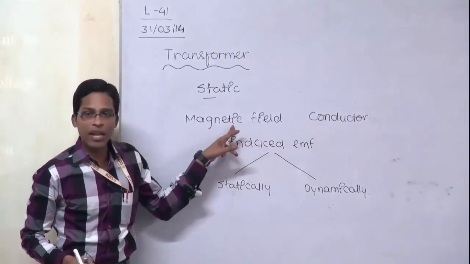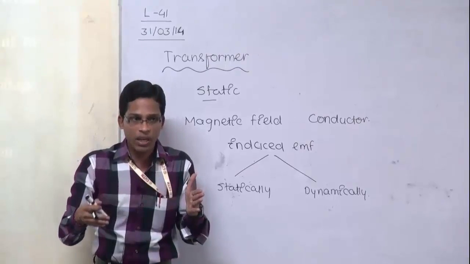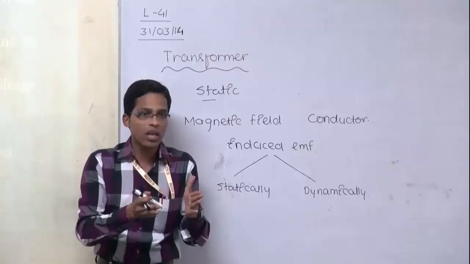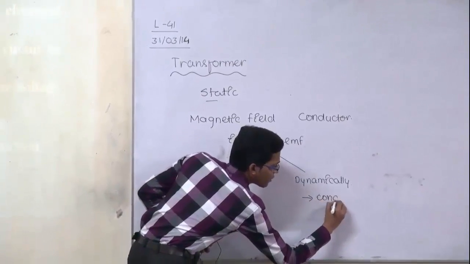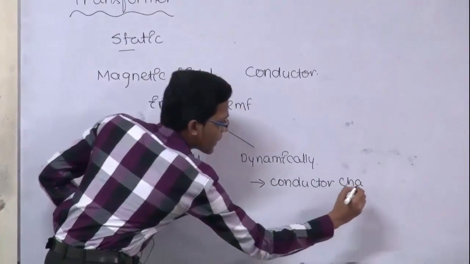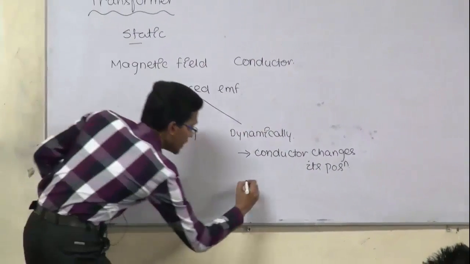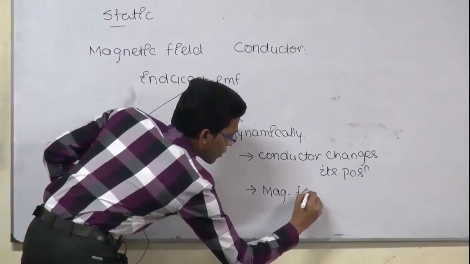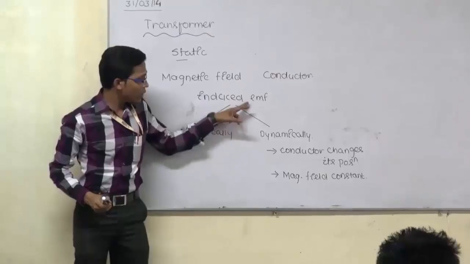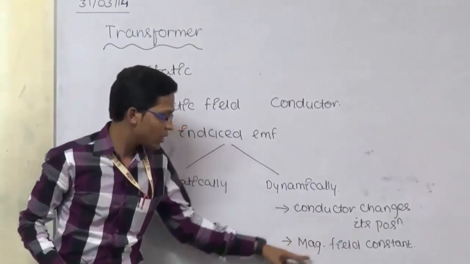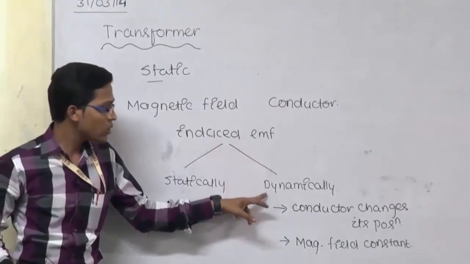In case of DC machines, the conductor is placed in the magnetic field and moves across it, so that the magnetic flux is cut and EMF is induced in the conductor. That is called dynamically induced EMF. Here the conductor changes its position, but the magnetic field is constant. Because the conductor changes position and cuts the magnetic field, the EMF induced is called dynamically induced EMF.